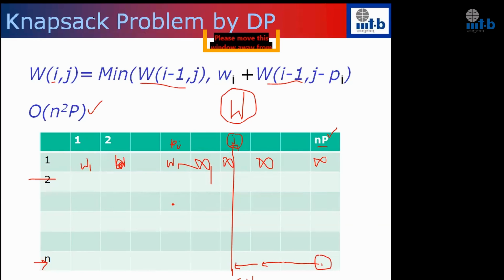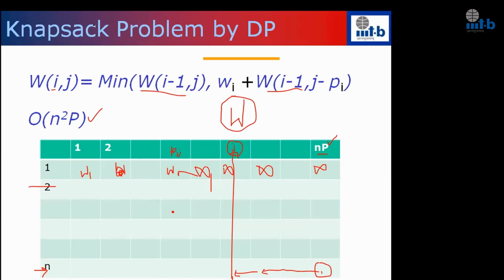Okay, so we have a way to solve this problem using DP. But we started by saying that 0-1 knapsack is an NP-hard problem. But we have already given a DP solution for it. So why is this not a good solution? The complexity of this algorithm actually depends on P, the values that are involved. It doesn't depend on the number of items. P is the maximum profit.